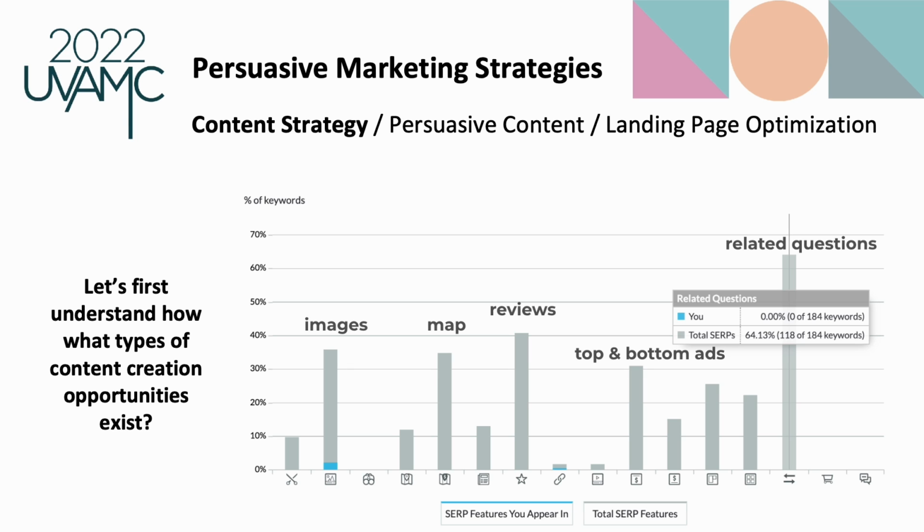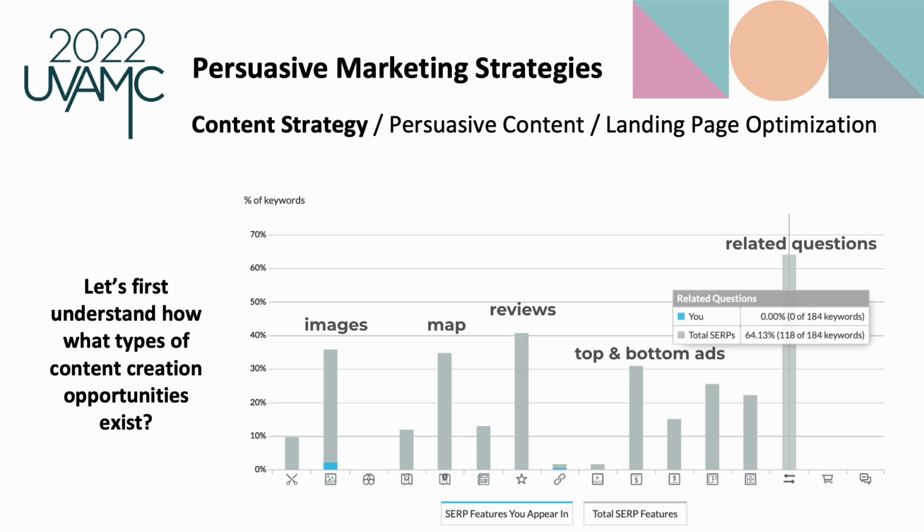These are all the different percentages of search results that have certain things in them. So these are all opportunities for us to create content to show up in search results. Images are showing up almost 40% of the time. Of our 200 keywords, about 50 include some kind of image search result. Maps are showing up just as much. Reviews are showing up even more. There are ads at the top and the bottom on 30% of the keywords we're looking at.